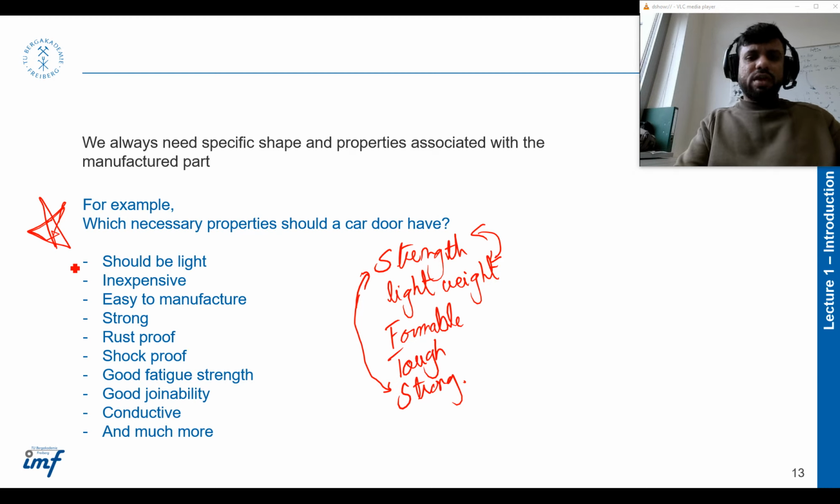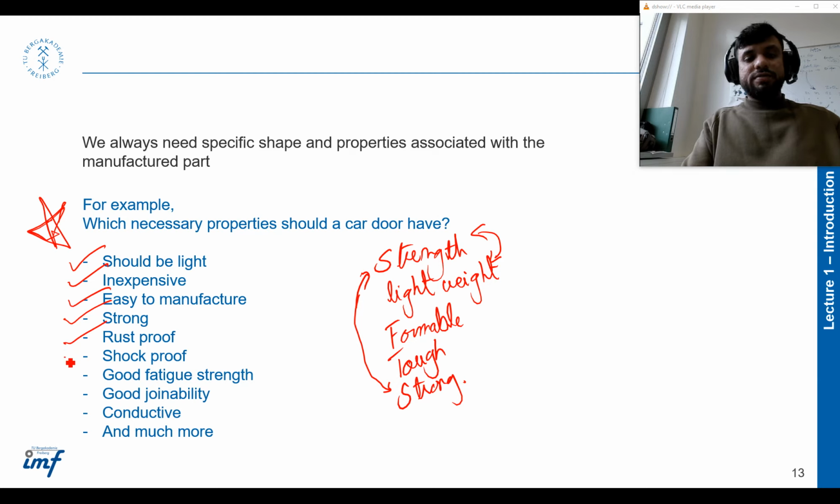So we talked about it should be light, and the important point is it should be inexpensive. So it cannot be a material which is very expensive. Of course there are some materials which are lightweight and strong, but then they're quite expensive. So we also want a material to be inexpensive. We want the material to be easily manufacturable into the desired shape, yet it should be strong.